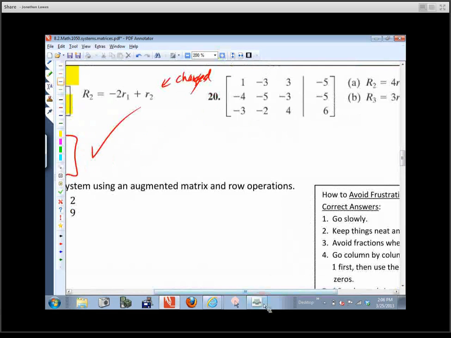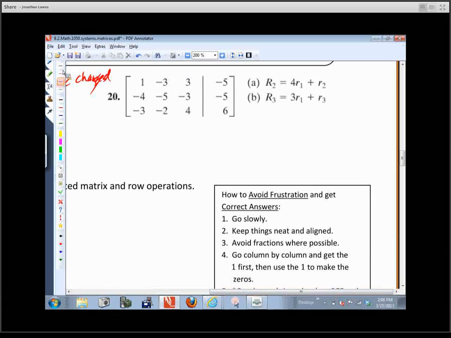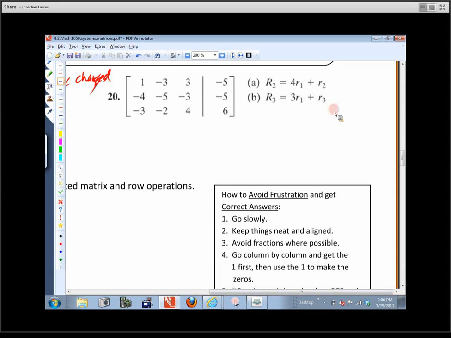Let me zoom in on this one here. Here's what we want to do. Step A, then step B, in order. Now remember, it's the second one that gets changed. I want you to watch something, eyes up here, please. Notice that row 2 equals 4 times row 1, and then we add it to row 2. See how that starts with row 2 and ends with row 2? That's the one that gets changed. Row 3 is going to be 3 times row 1 and add it to row 3. Row 3 is the one that gets changed.